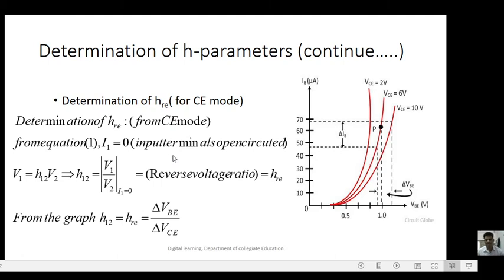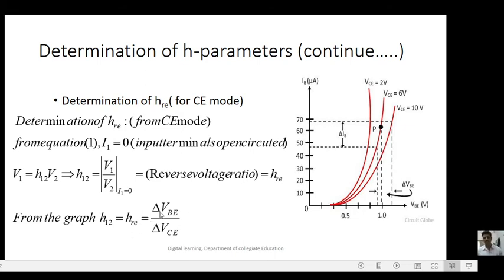Input terminals open circuited. So if I1 is equal to 0 for the input terminals, V1 is equal to H12 V2, where H12 is the ratio of V1 to V2 at constant I1 equal to 0. Therefore, this reverse voltage ratio is equal to HRE. From the graph, H12 is equal to HRE, delta VBE.